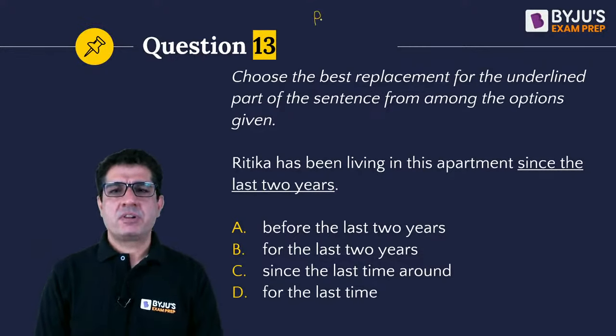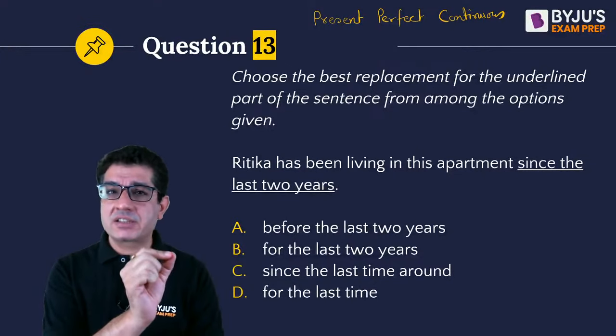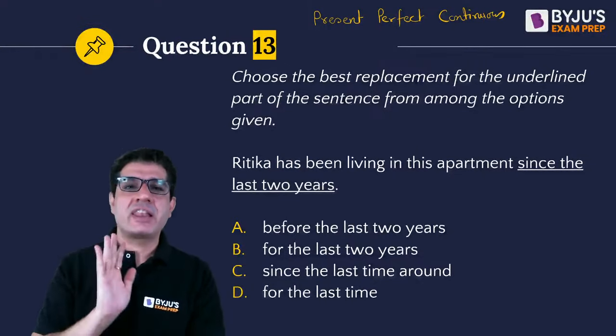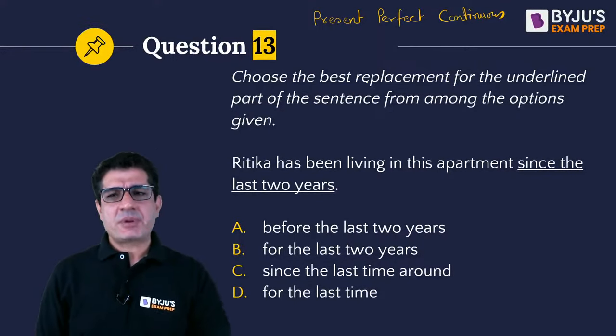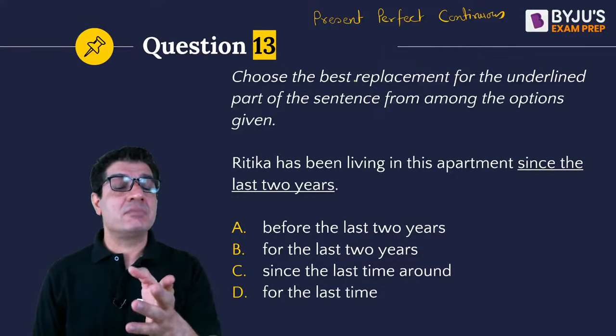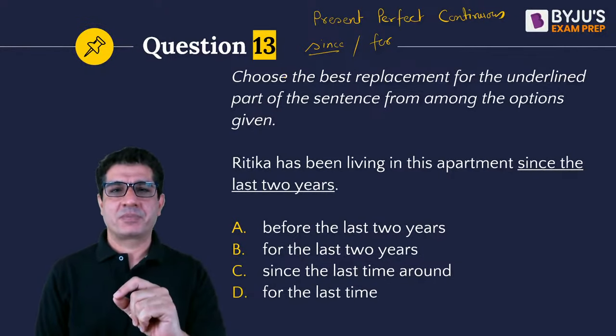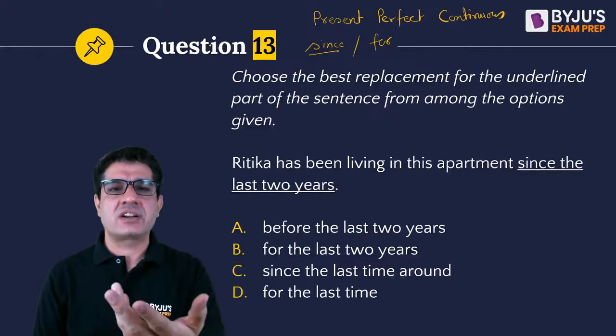So very simple, very straightforward sentence that is stated using present perfect continuous. We use present perfect continuous to talk about an activity that started in the past and is going on even now. Every present perfect continuous tense has a part that talks about the time at which the activity started. That part starts with either since or for. What is the difference between the two? Since talks about a point of time.